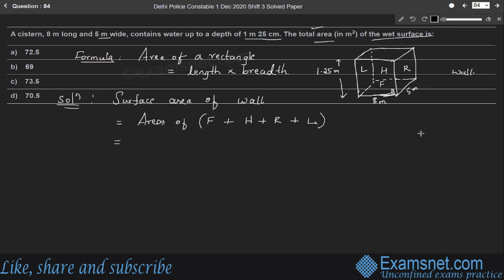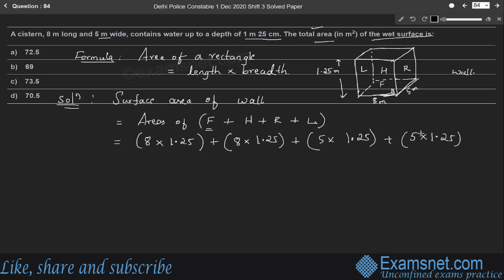What is the surface area of the front face? It is length into breadth. So here 8 into, the breadth is 1.25. Let us consider only the front surface, a two-dimensional surface, its area, plus the hind surface. Again, the length is 8 meter and the breadth is 1.25. Plus the right surface, 5 will be the length, into 1.25 as the breadth, plus the left surface, 5 length and 1.25 breadth. So which is 10 plus 10 plus 6.25 plus 6.25.